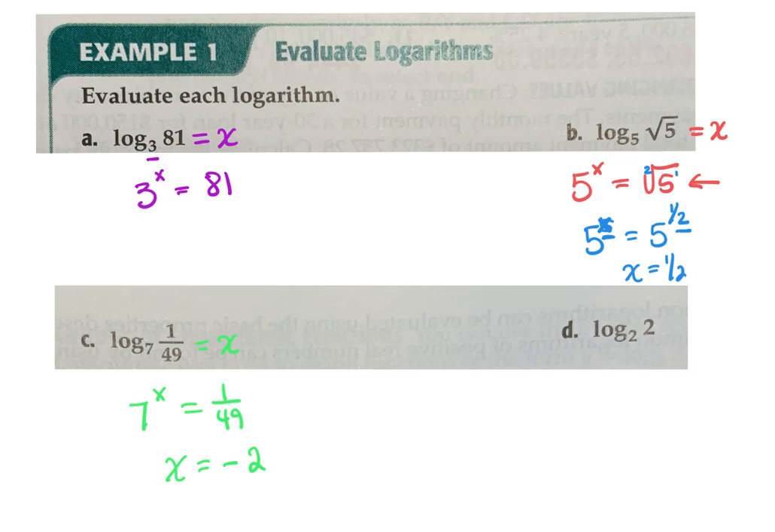And then let's look at the last one here. This is x. 2 to what power equals 2? There we go. Any base of the same number will always equal 1. That was the hard part.